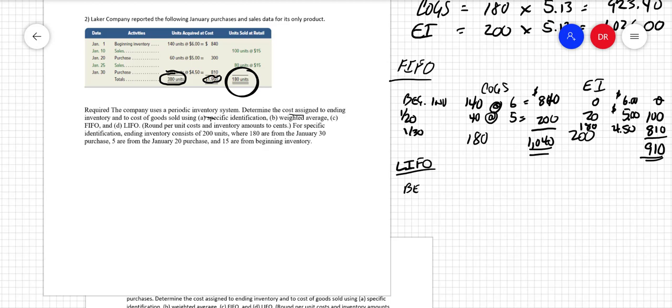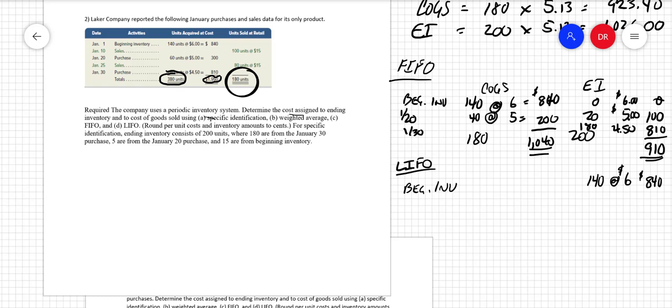We'll do the illustration here, because the lower the cost of goods sold, the higher the net income. The higher the cost of goods sold, the lower the net income. So with LIFO, we're going to assume beginning inventory is left in ending inventory. We're going to assume the first items we purchased are not the first items we sold. So these 140 items at $6 will still be in beginning inventory. That's 840.